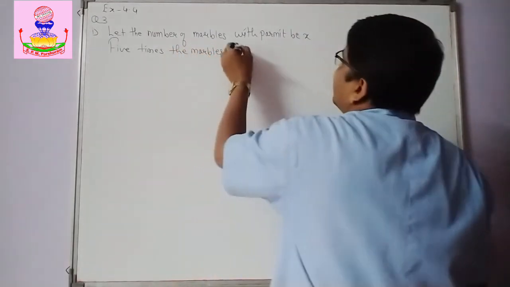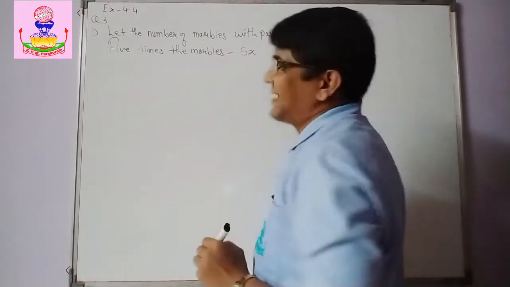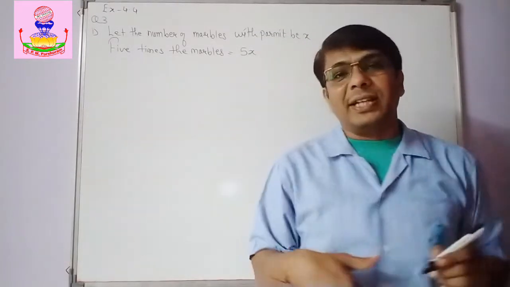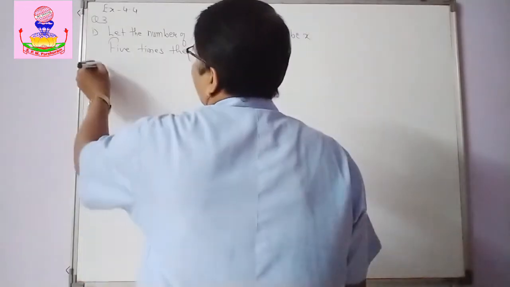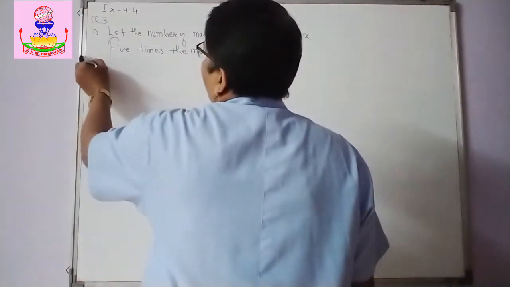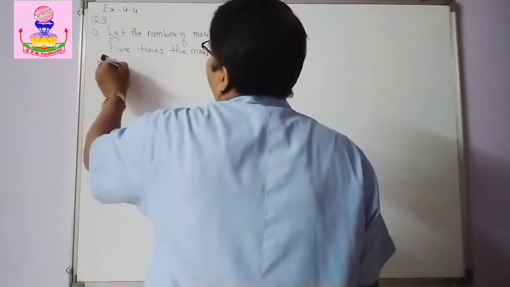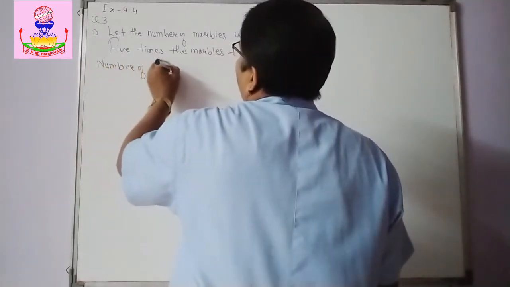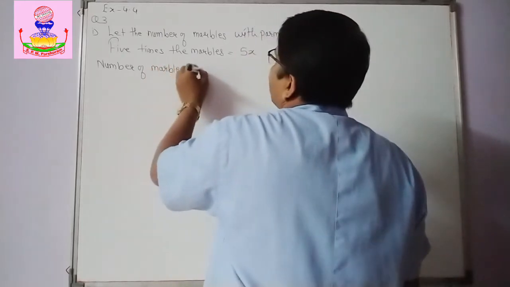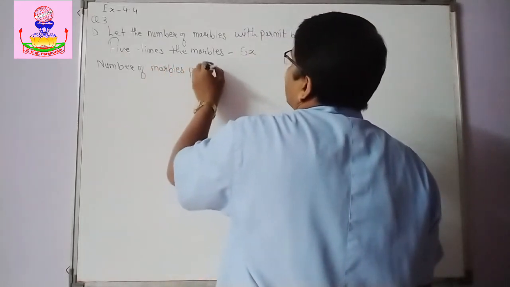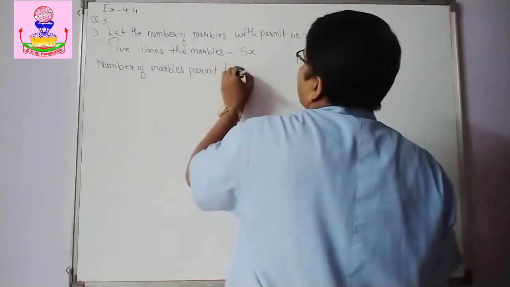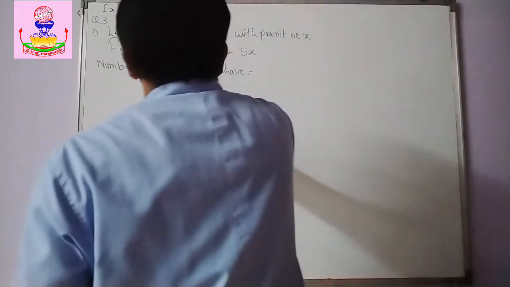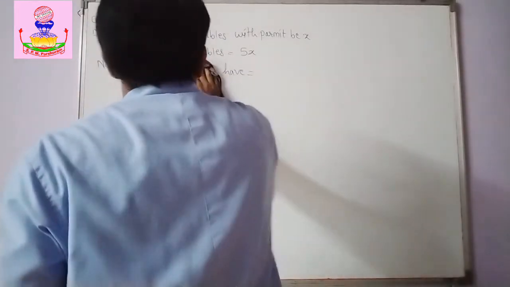Now 5 times the marbles, 5x. Now we can put how many marbles Parmeet has. That means in the form of an equation. So the number of marbles Irfan had, not Parmeet.